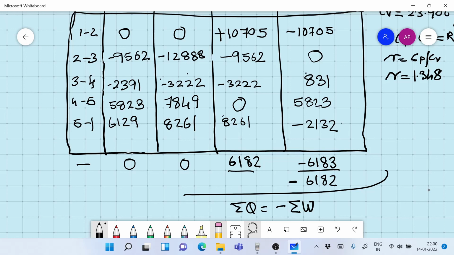So that was all, guys. And this is the last problem on cyclic process that I will be taking because I have actually demonstrated enough problems on a cyclic process.